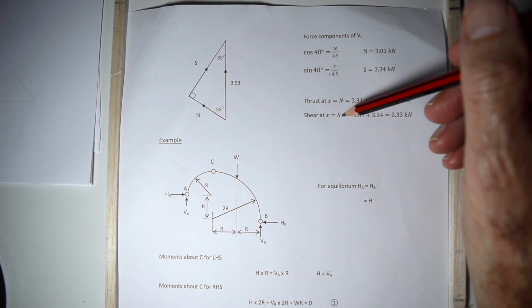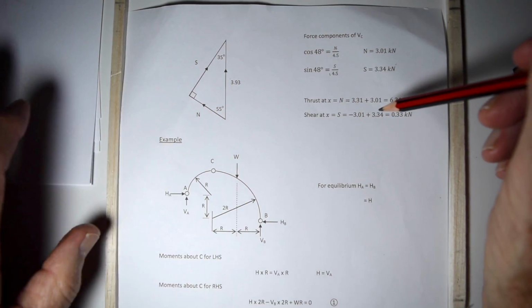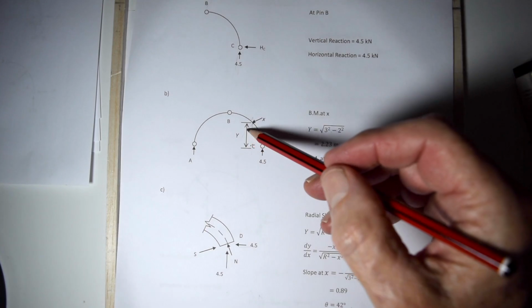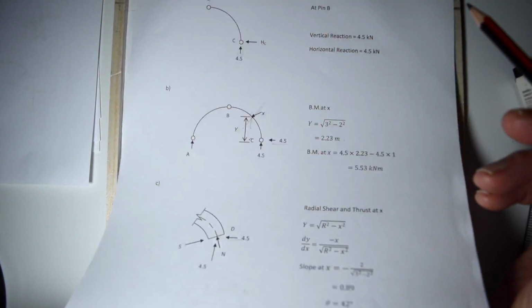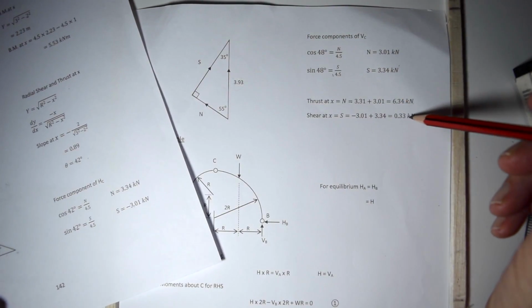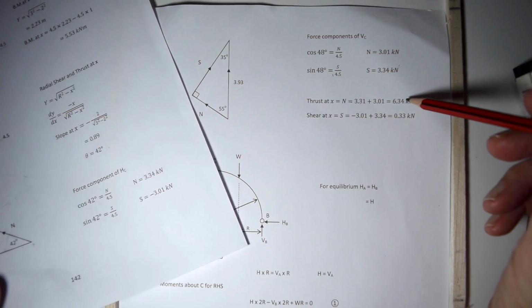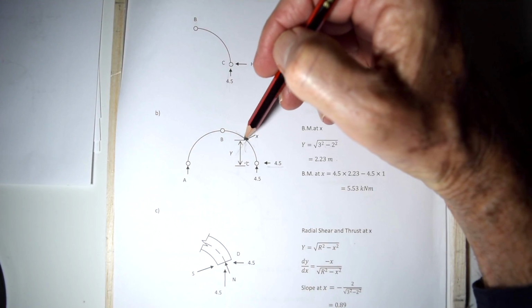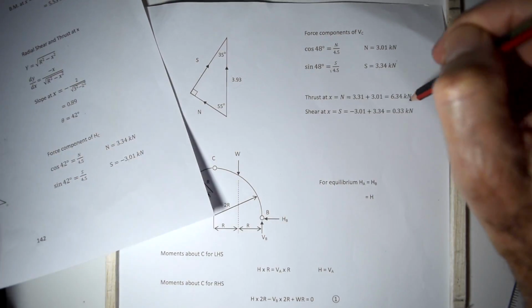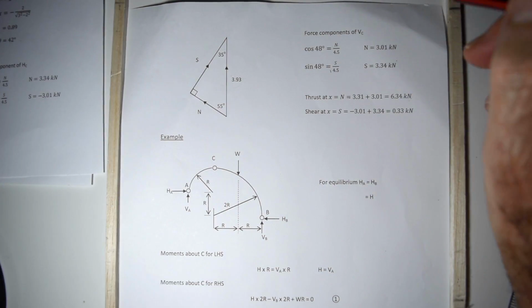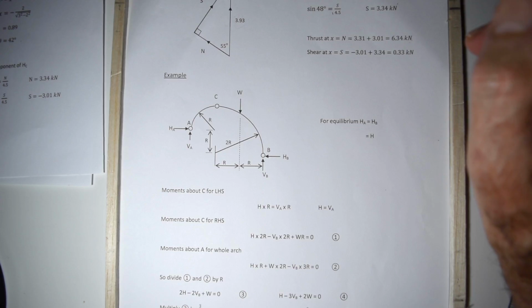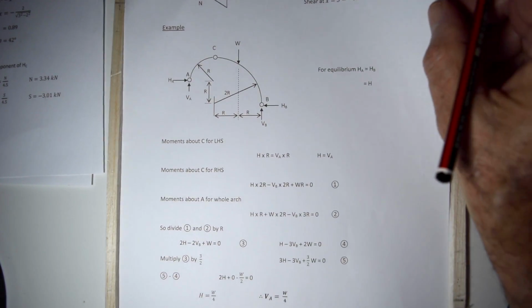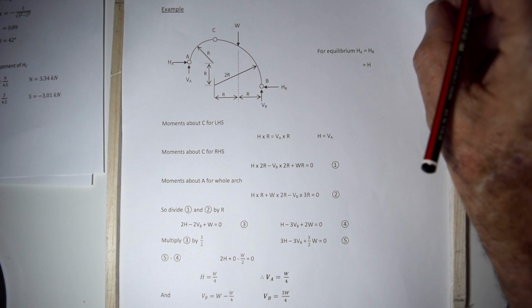And then the final shear at X, going across there, is 0.33 kilonewtons. The thrust is 6.34, so the thrust in the member there, the final thrust, is 6.34. Right, we're nearly at the end of this lecture, so I'll just press on with it.